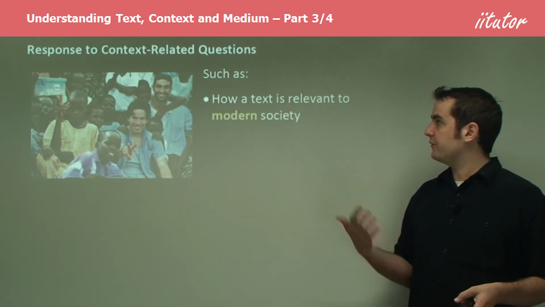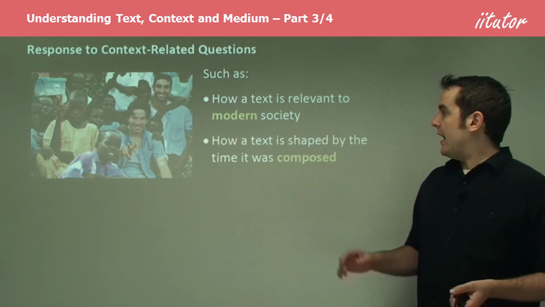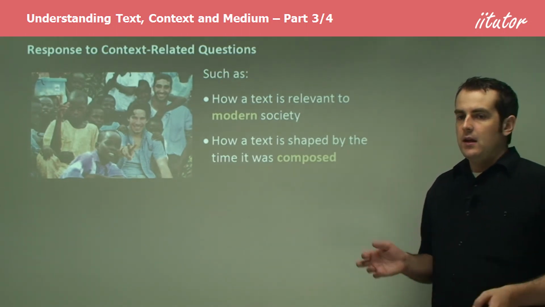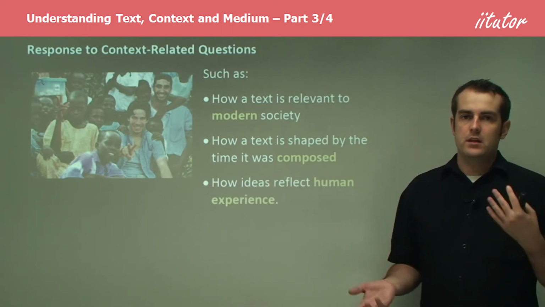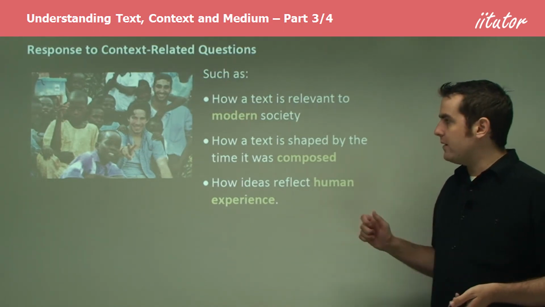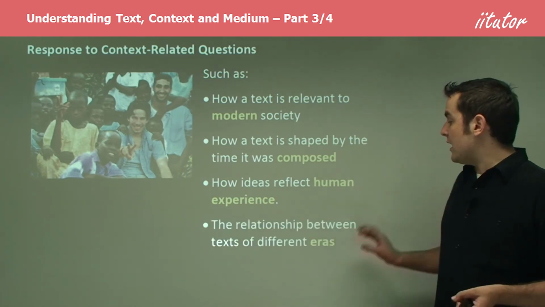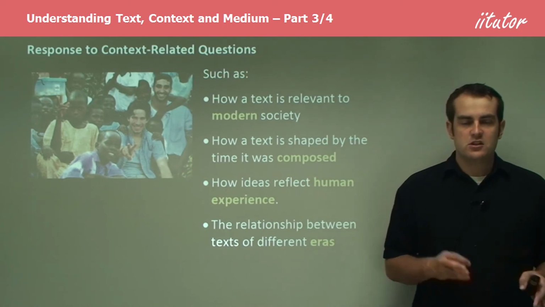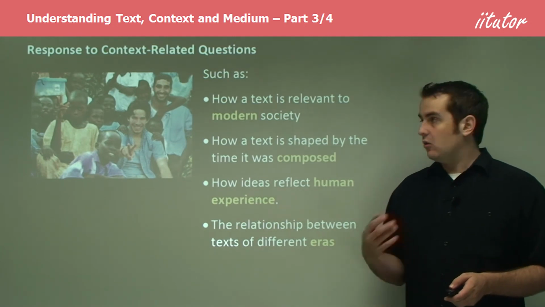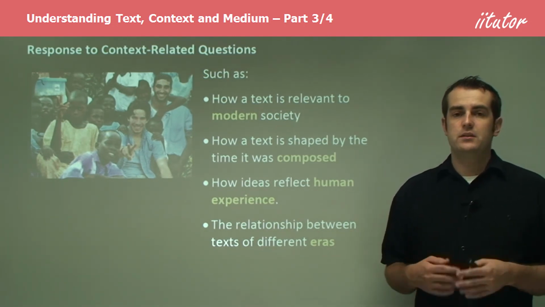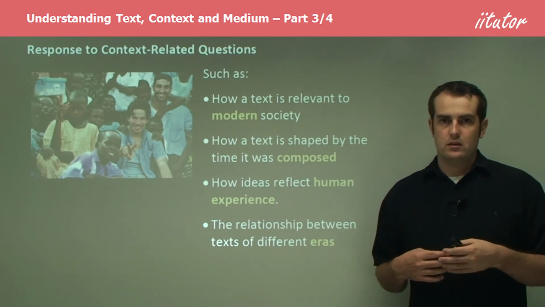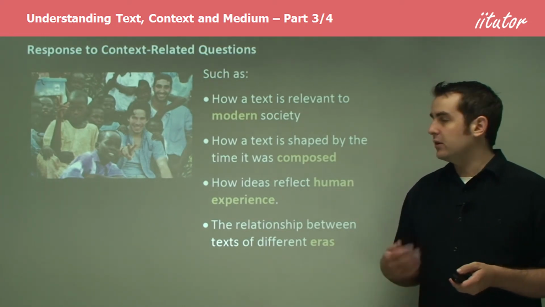All right, now you might look at things like, for instance, how a text is relevant to modern society, which we looked at already. How a text is shaped by the time it was composed, so the sorts of things that were happening at the particular time when it was written. How ideas reflect the human experience, so it might be how people survive war, how people survive poverty, how people survive oppression, all those things are quite powerful storytelling methods and do relate a lot to their context. And a relationship between texts of different eras. So as I mentioned before with the horror movie example, you can compare a horror movie from the 1950s to probably one from now. All those things are quite different, and particularly when you're answering the question, those things come across as significant when you're putting the response together.